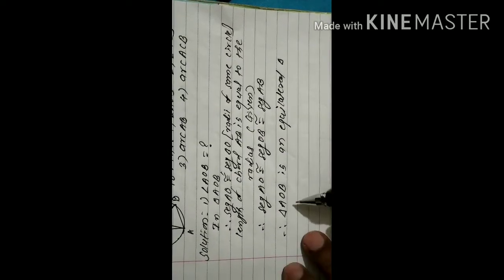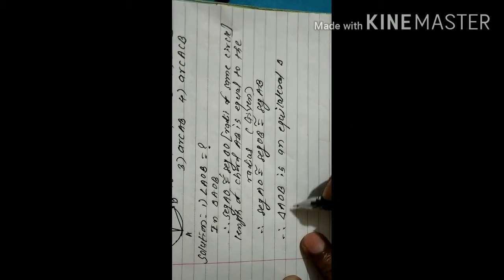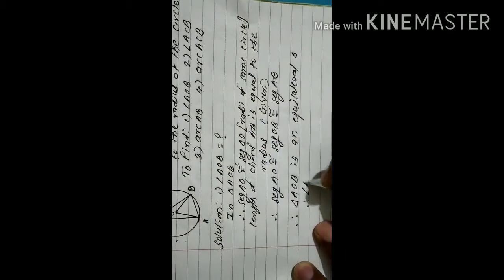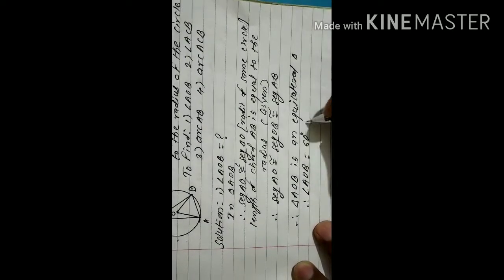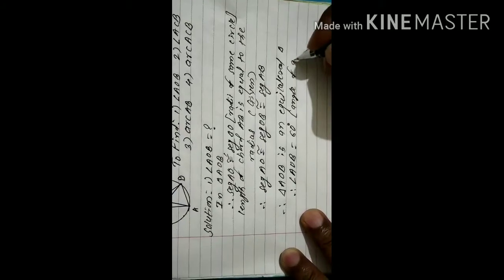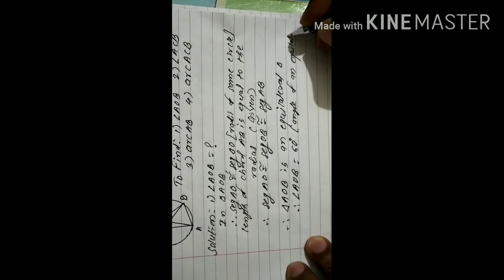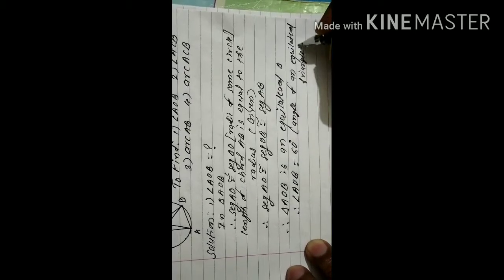Now, if a triangle is an equilateral triangle, then each angle is 60 degrees. Therefore, angle AOB is equal to 60 degrees. Reason: angle of an equilateral triangle.